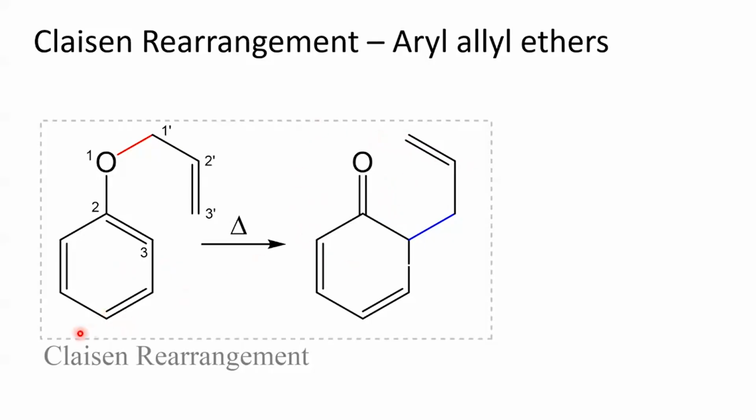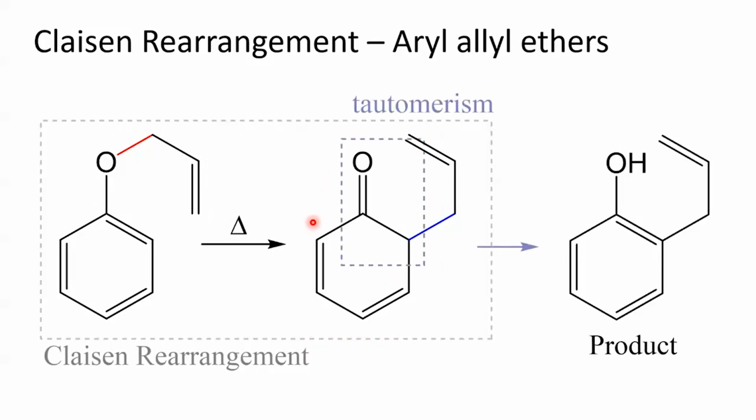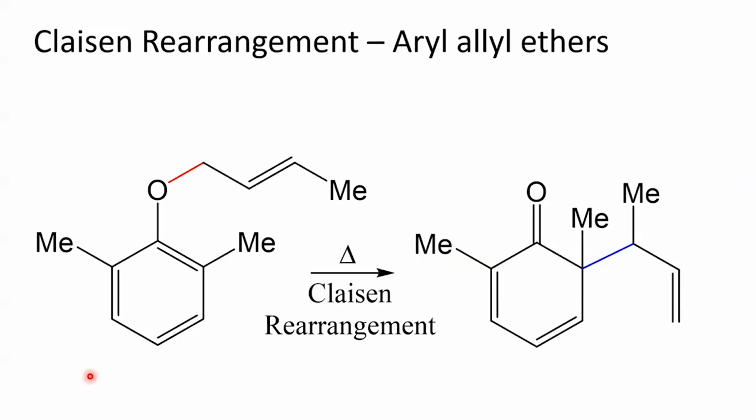Now, one thing you'll notice is that we've gone from an aromatic ring to a non-aromatic system in the product. However, given that we've formed a ketone group, one thing we can do at this point is enact keto-enol tautomerism, and that can reform our aromatic ring. Essentially what this does is it gives us our true product, which is a phenol with a terminal alkene side chain in the ortho position. Okay, so relatively simple. Let's look at a slightly more complicated example.